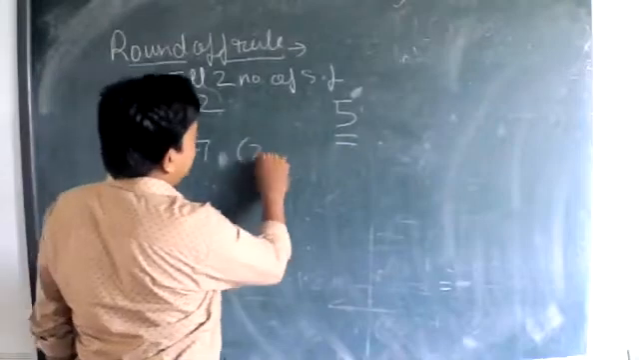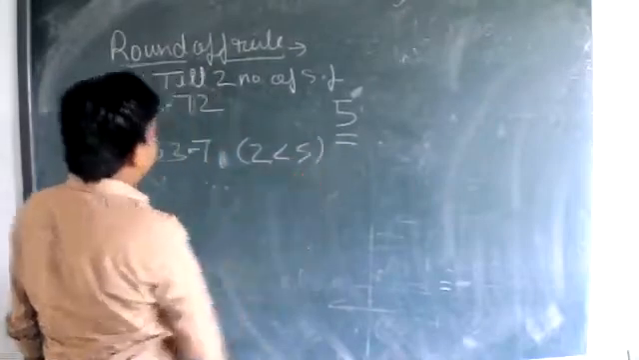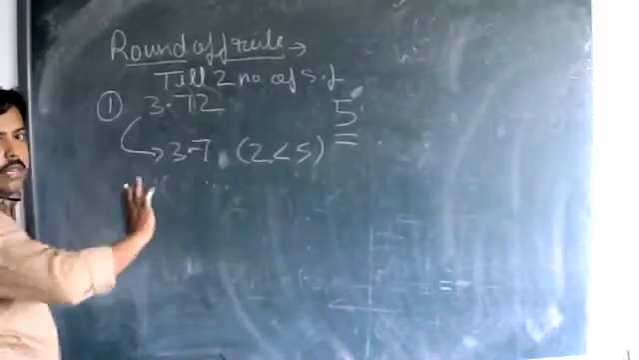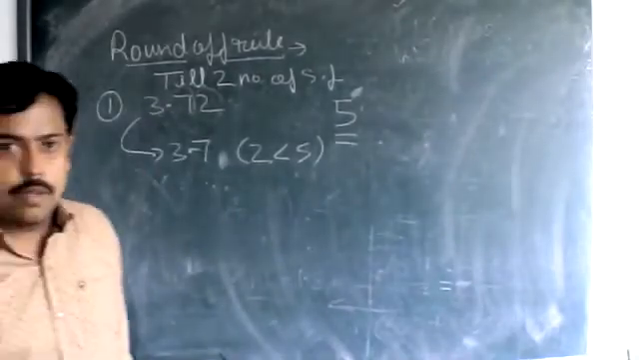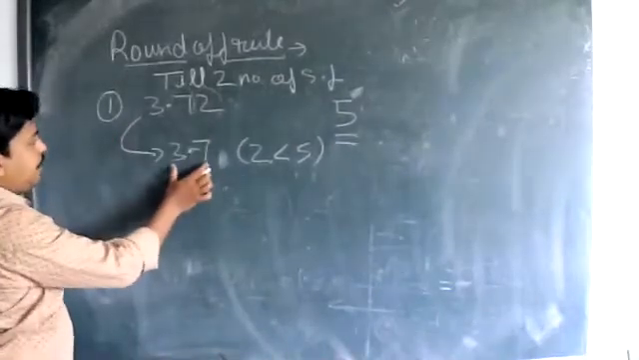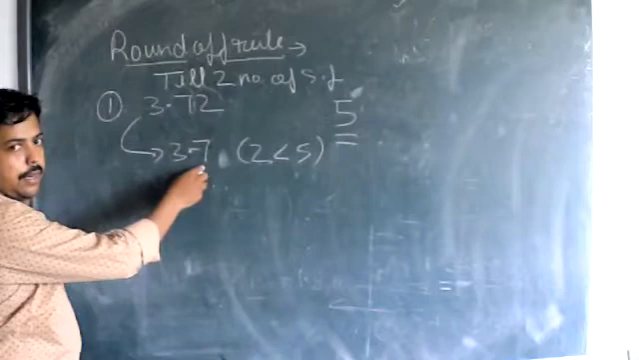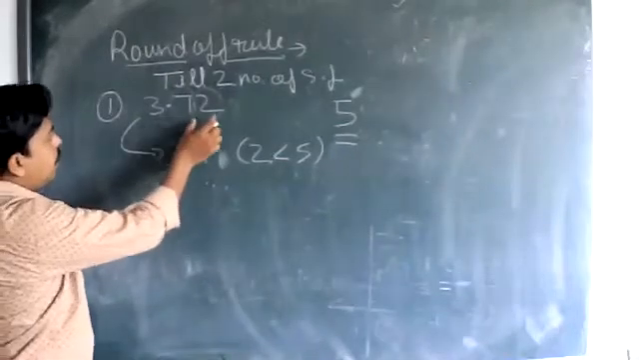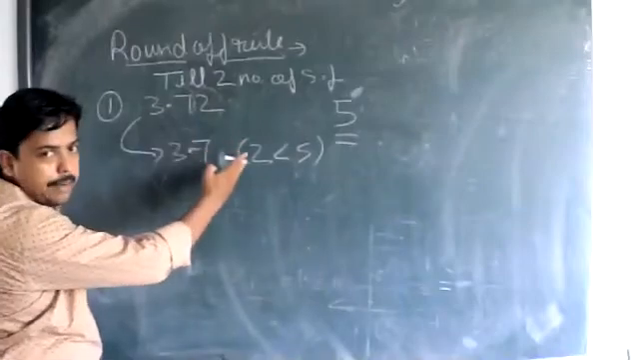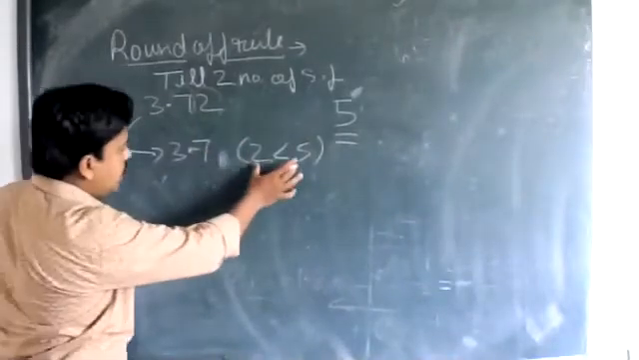3.7 because 2 is less than 5. Now the number which is coming just after this decimal will remain unchanged. The number after the decimal, if we round off till one significant figure, will not change, because there is a 2 which I am eliminating, coming after this 7, and this 2 is less than 5.